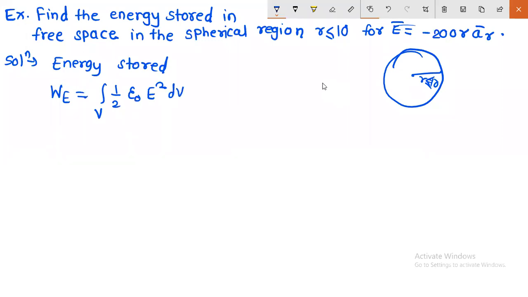Now what is given here? This E is already given. We have to find this volume. Can anyone tell me what is volume here? dV. What can be the differential volume? Differential volume is given in Cartesian, cylindrical and spherical coordinate system, right? So which coordinate system is given here? So what can be the differential volume?